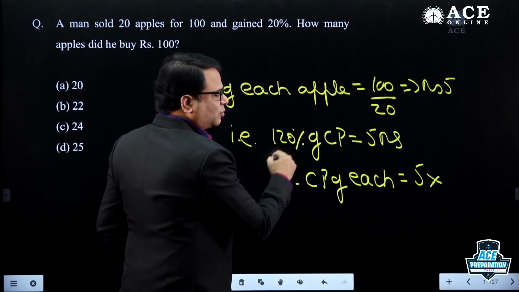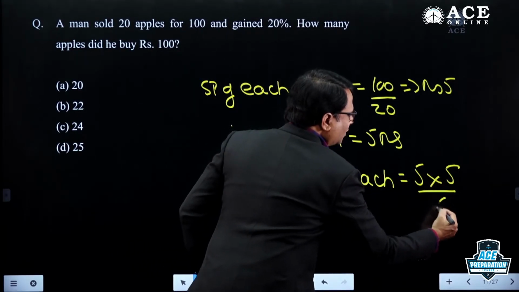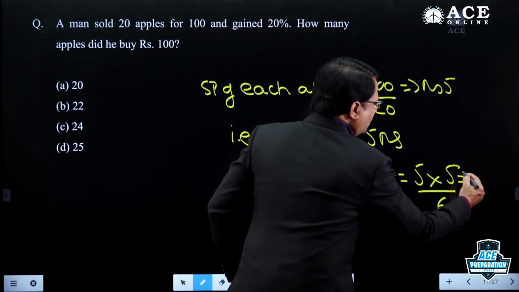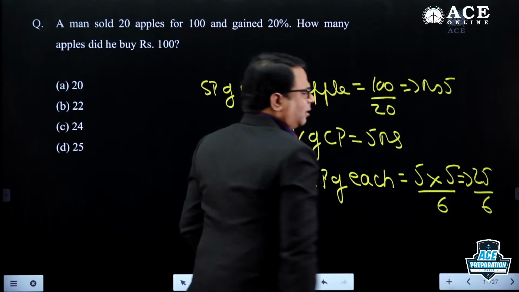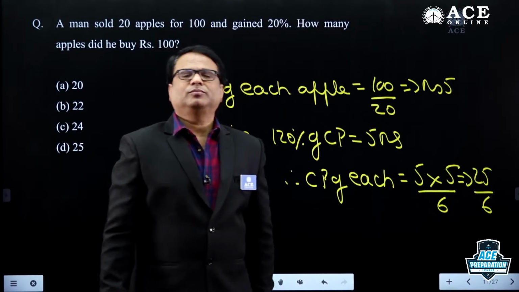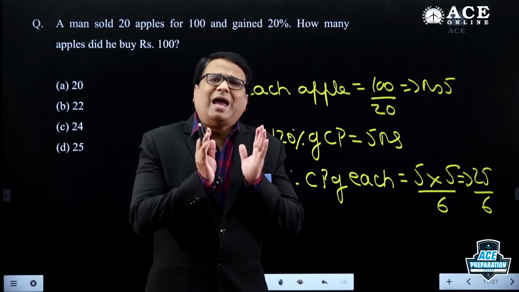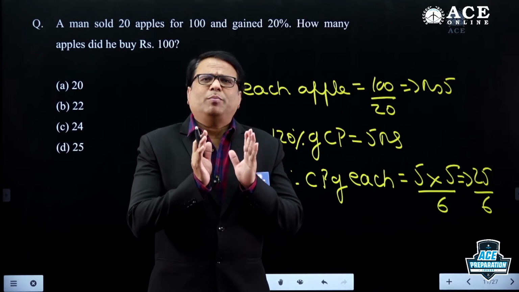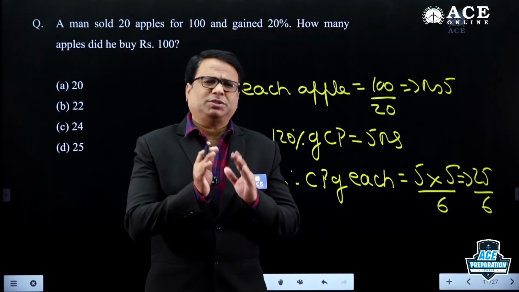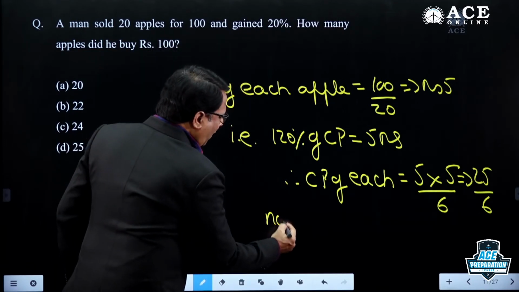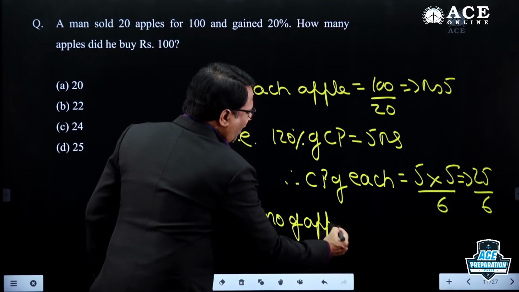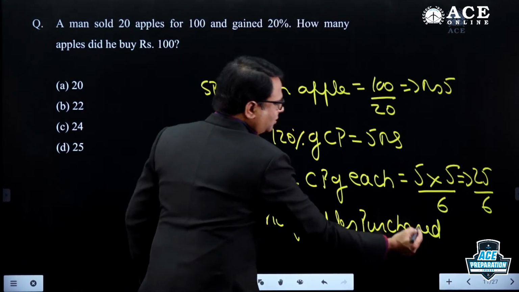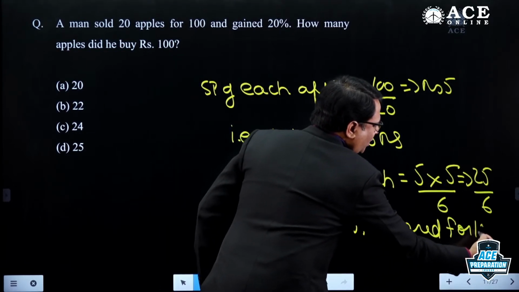120 by 100 is 6 by 5. So if you cross multiply, it is 5 by 6. So this is the cost price of each apple, 25 by 6 I write here. Now the question is, how many apples he purchased for 100 rupees? That is the question. So I write number of apples purchased for 100 rupees.